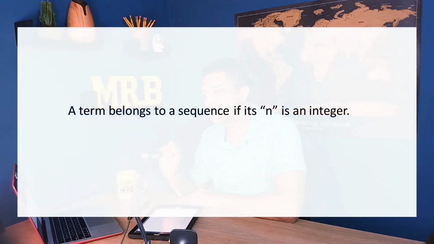So let's go to the second example. Okay, so the second example is going to ask us about the position of a number. So in other words, it's going to ask us if a term belongs to a sequence or not. Okay, and what you need to know, and it's written in the slides, is that a term belongs to a sequence if its n, or if its position, is an integer.